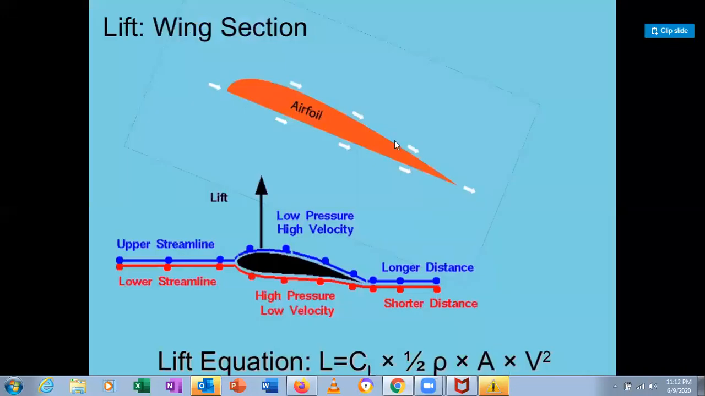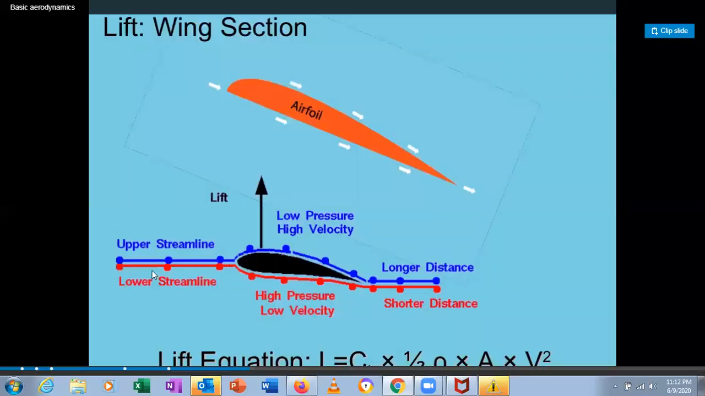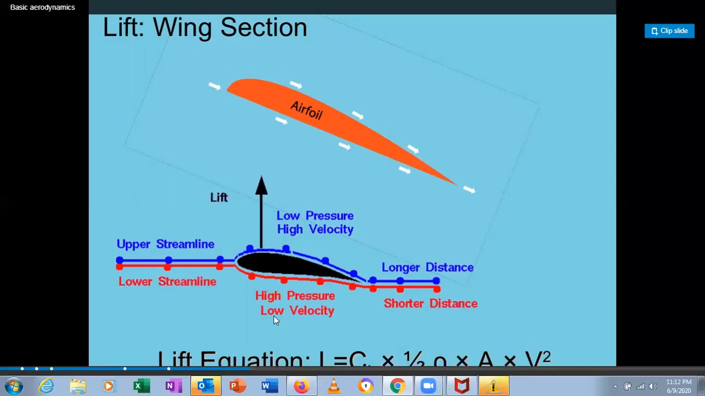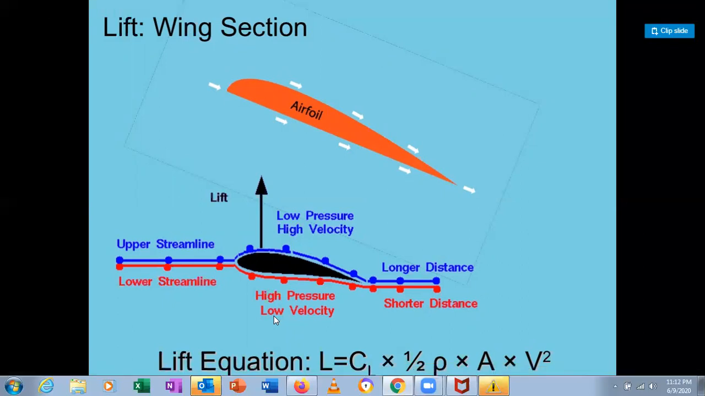So here, for a wing section, we have an upper streamline and a lower streamline. So this is low pressure at high velocity, and high pressure at low velocity. Here the pressure will be higher and the velocity of the air is very slow, and at that time the pressure is higher, which gives the upward force. It makes the body lift. That is called the lift force.